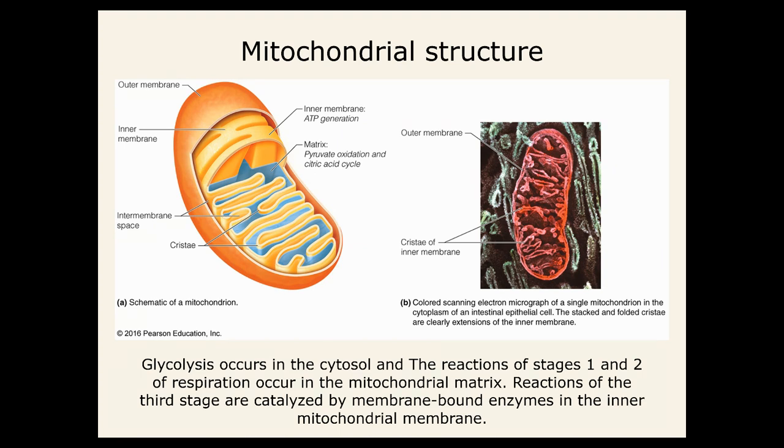So here's a mitochondria, and it has the outer membrane. It has an inner membrane. And then, okay, so the blue is the matrix, the middle part. And then in between the outer membrane and inner membrane is what's called the intermembrane space, which is highlighted here.